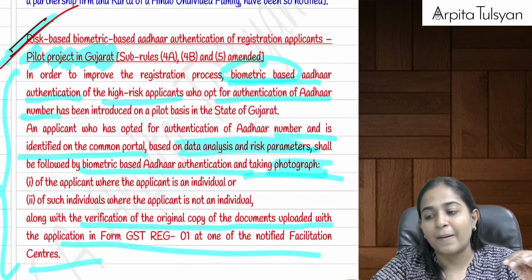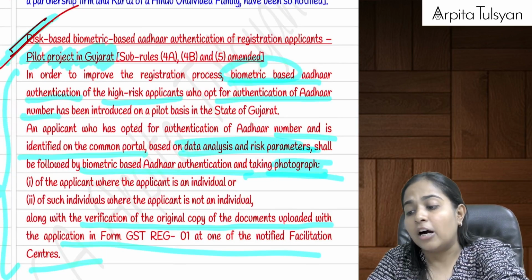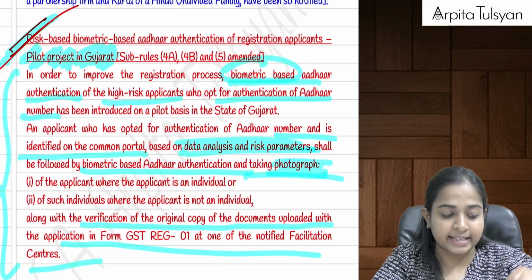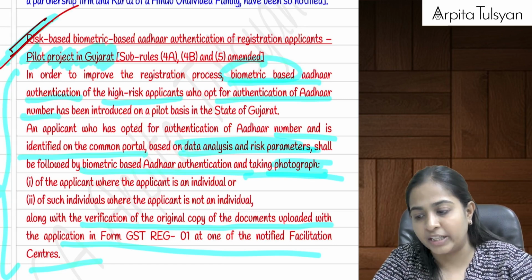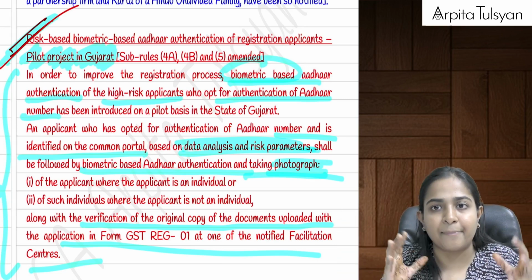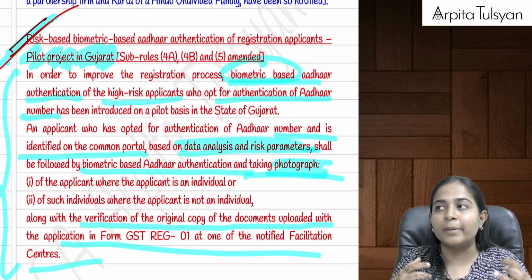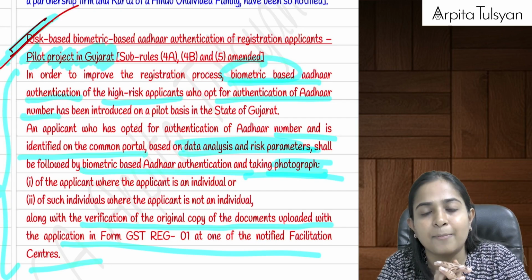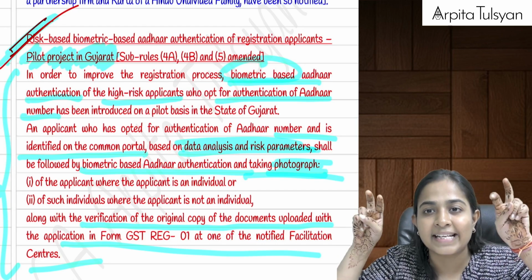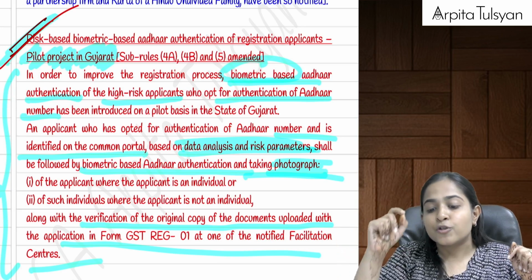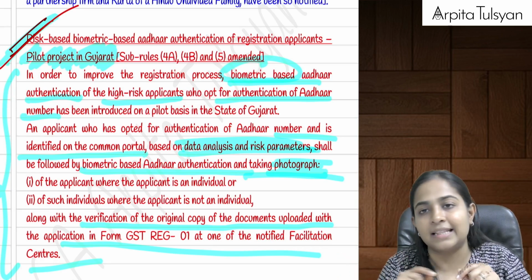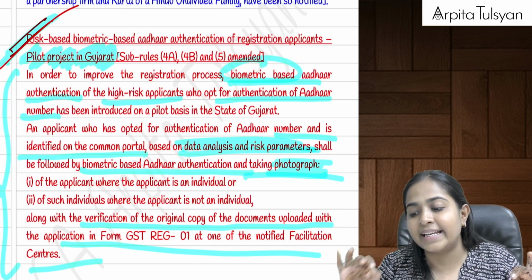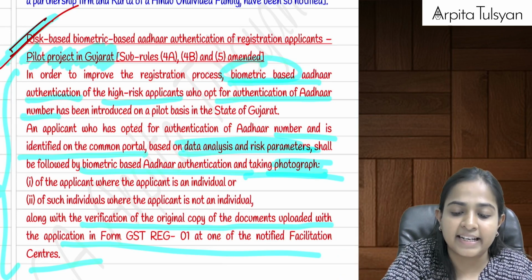Then they had started this pilot project in Gujarat where, to nullify all the fake applications and to improve the registration process, they introduced a biometric Aadhaar authentication process for high risk applicants, whom the system is going to identify on the basis of data analytics and risk parameters. So when any particular person goes on the GST portal and applies, the GST portal will identify that he is a high risk kind of person. So we will not allow him to do the online Aadhaar authentication. We will mark that person as a risky person, and then he will have to go to the GST facilitation center.